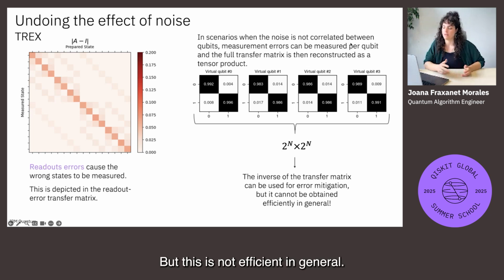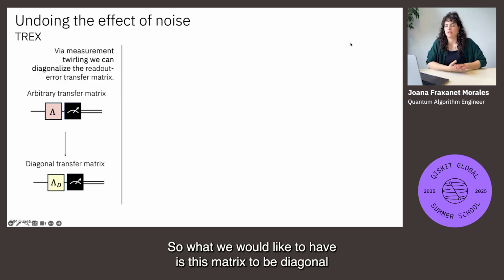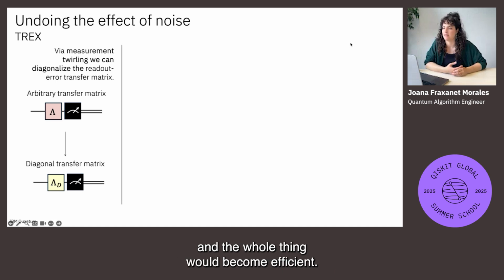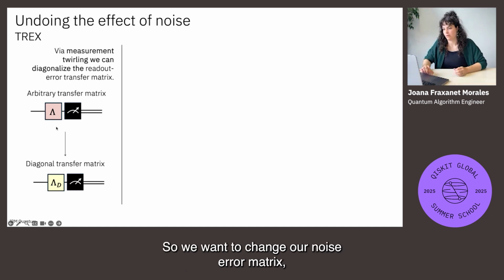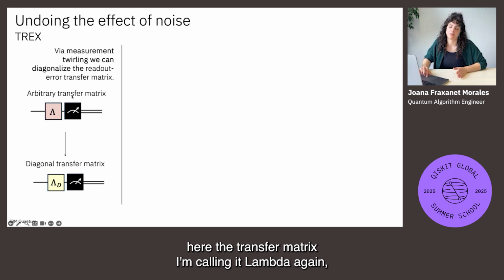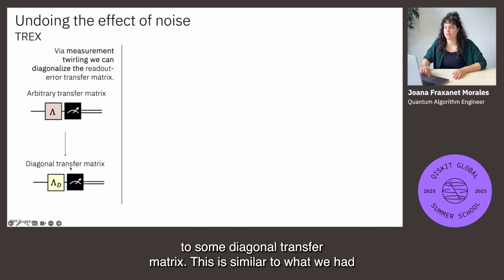But this is not efficient in general. So what we would like to have is this matrix to be diagonal, so that then it can be inverted very easily, and the whole thing would become efficient. So we want to change our noise error matrix, let's say, or this readout error matrix. Here I'm calling the transfer matrix lambda again, to some diagonal transfer matrix.